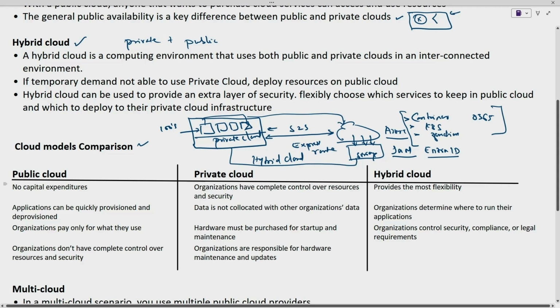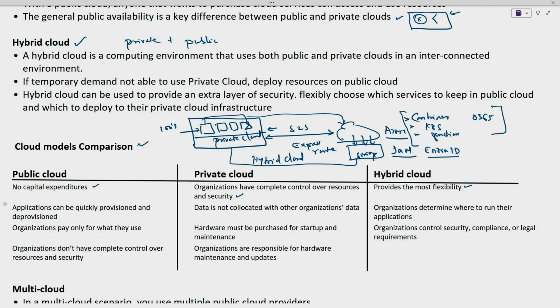In public cloud, there is no capital expenditure. In private cloud, we have capital expenditure for the data center, for the hardware, for the operating system licenses, software licenses, everything the organization has to procure and manage. And also, they need to keep the inventory of all the infrastructure resources. Hybrid cloud provides the most flexibility, because we are combining the resources which are not available in the private cloud and using those services in public cloud. So in public cloud, we'll be able to quickly provision and deprovision the services and resources.